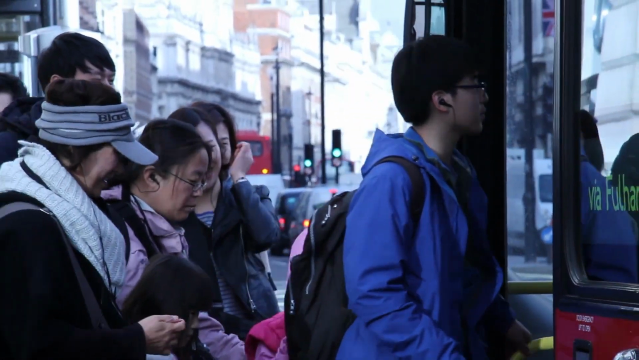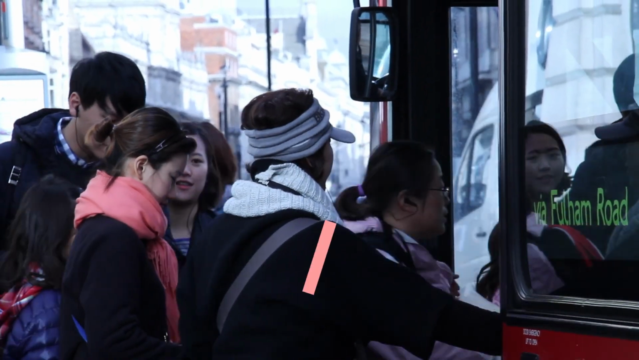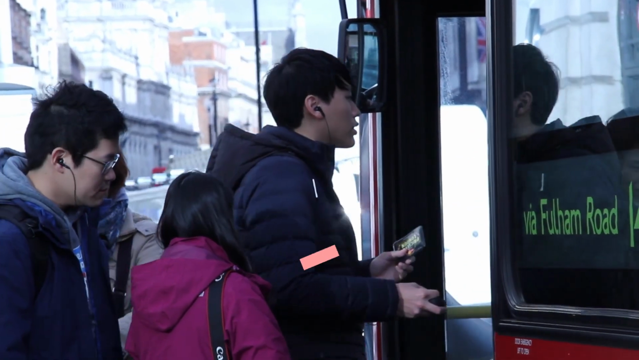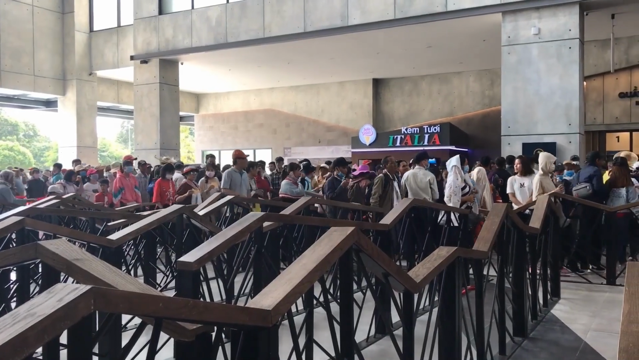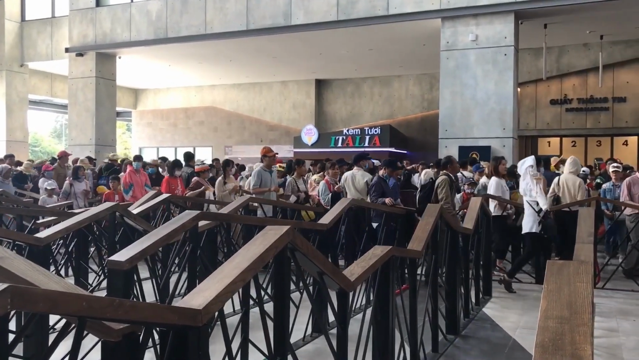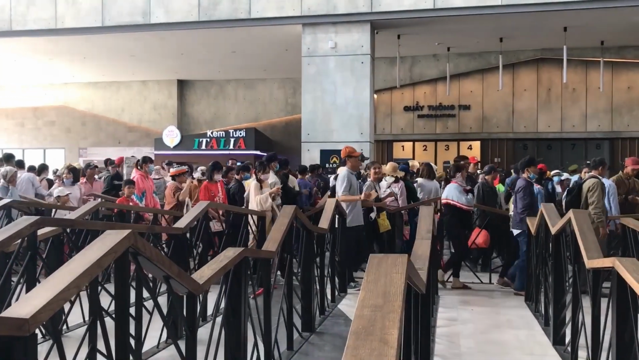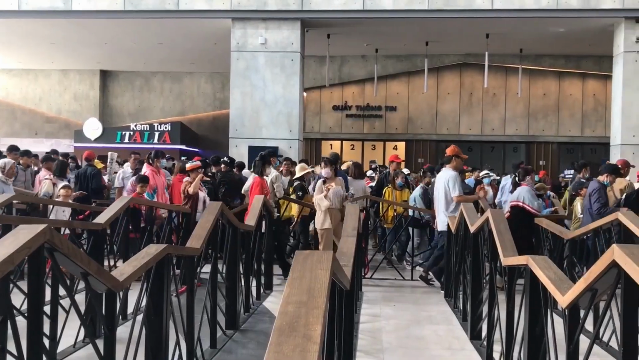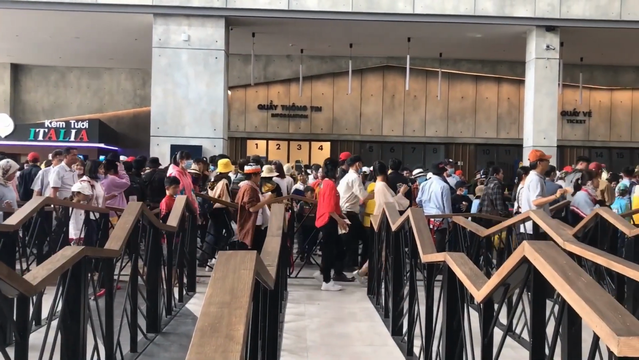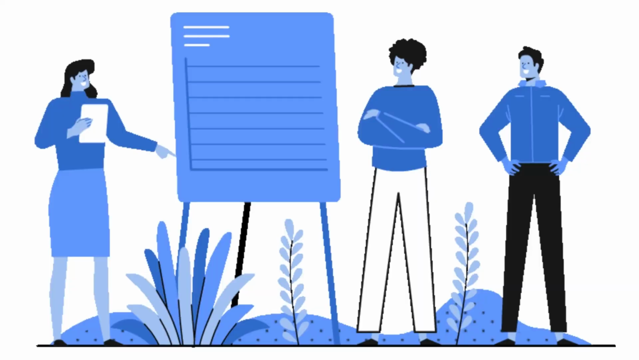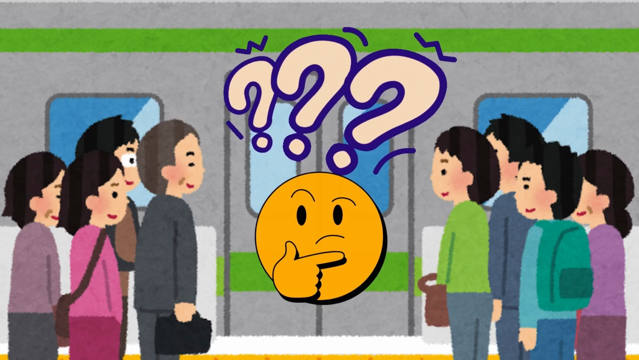Well, guess what? There is a branch of mathematics that studies problems just like these. It's called queuing theory. And it's the key to understanding how to optimize lines, wait times, and systems across industries. Today we are diving into the fascinating world of queuing theory, an introduction to a series where we explore this incredible subject step by step. Stick around, because by the end of this video, you will see the hidden patterns in the lines and delays everywhere you go.